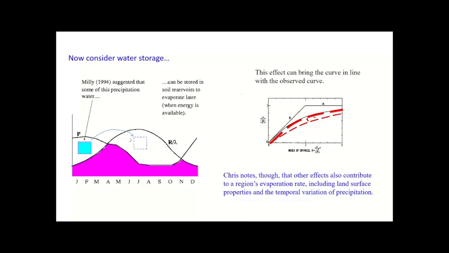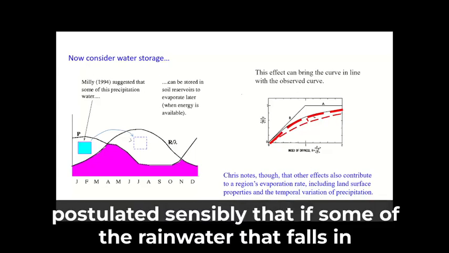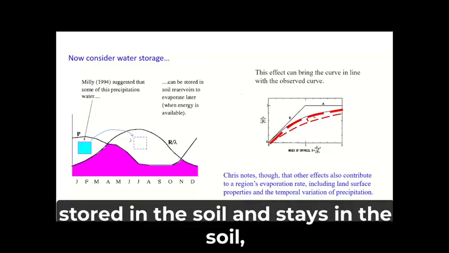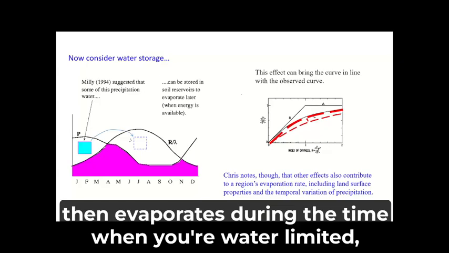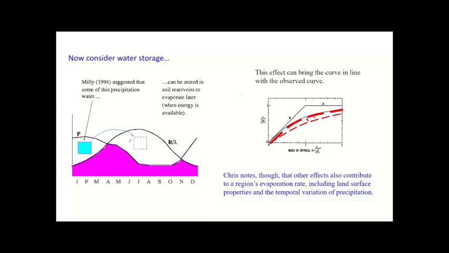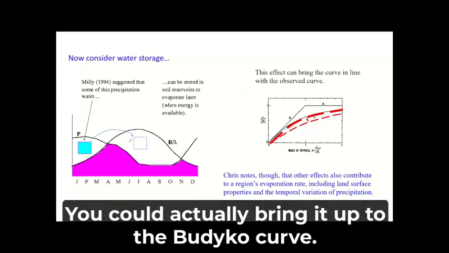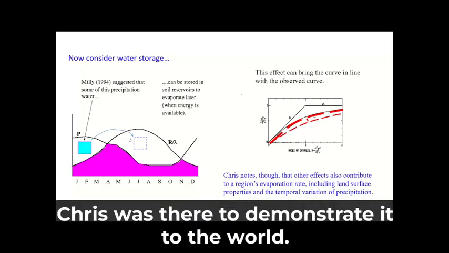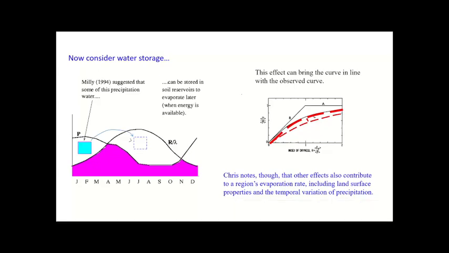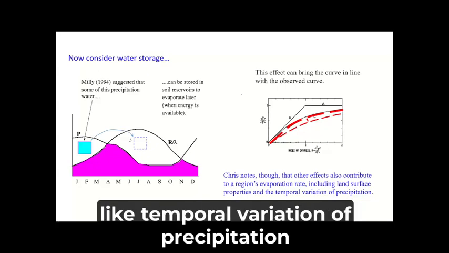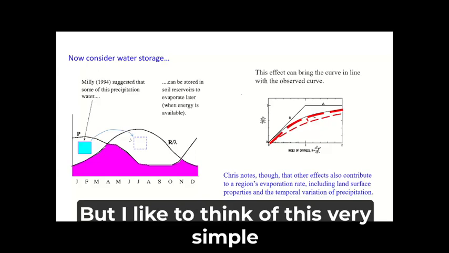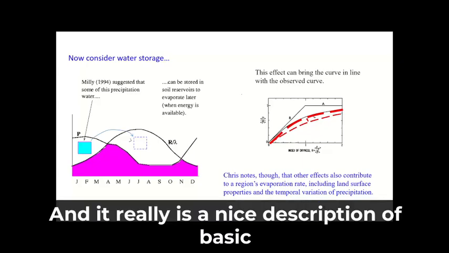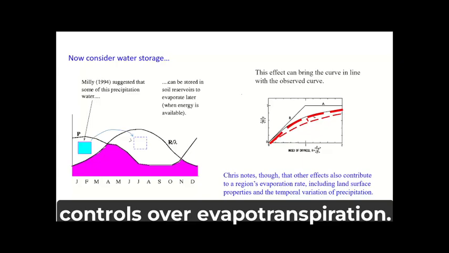But Chris postulated sensibly that if some of the rainwater that falls in the energy-limited time period is stored in the soil and stays in the soil, then evaporates during the time when you're water limited, then you can bring this curve up from this dash curve to this dash curve. You can actually bring it up to the Budyko curve. I thought that was a very beautiful, simple idea, and finally Chris was there to demonstrate it to the world. Oh, he also looked at other things too, like temporal variation of precipitation and land surface properties and so on. But I like to think of this simple picture here as what he was getting at, and it really is a nice description of basic controls over evapotranspiration.